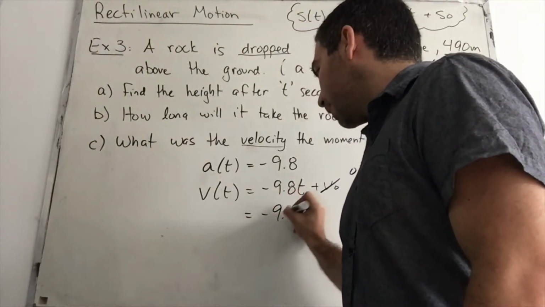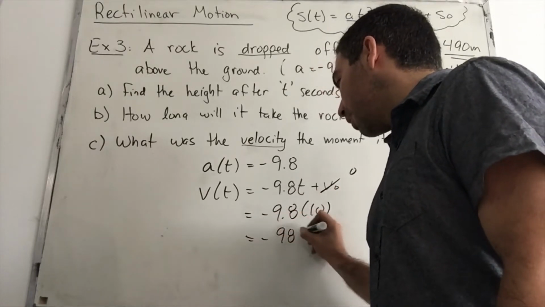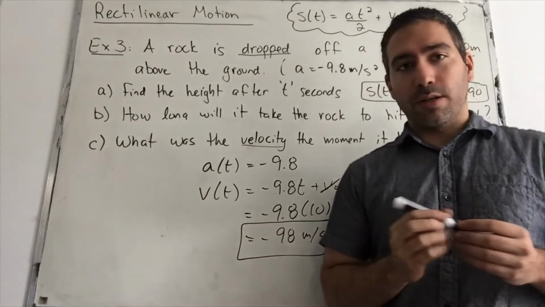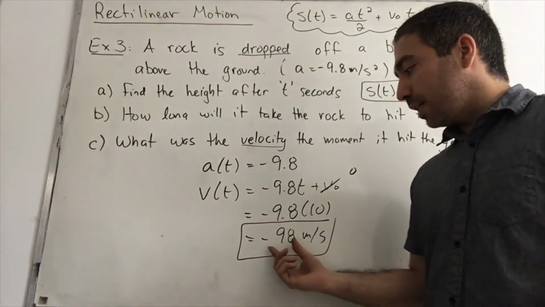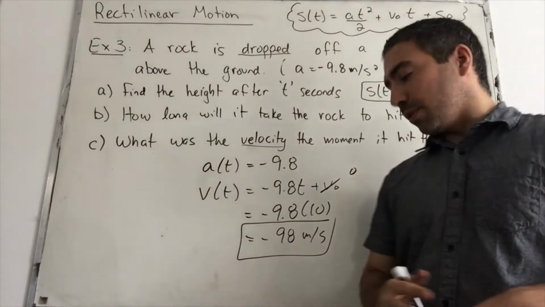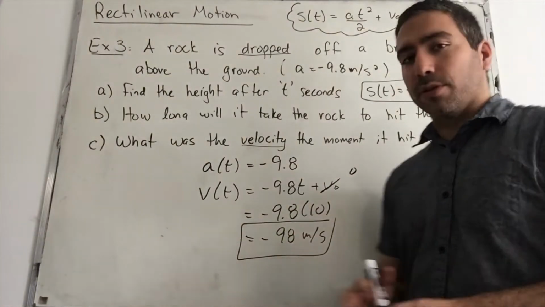So this gives us negative 9.8 times 10, which is equal to negative 98 meters per second. And that's the velocity of the rock when it hit the ground. So it's negative because we're going in the downward direction, so it makes sense. And it's with a speed of 98 meters per second. Good. So this is the answer. Let's move on to the next part of the question.